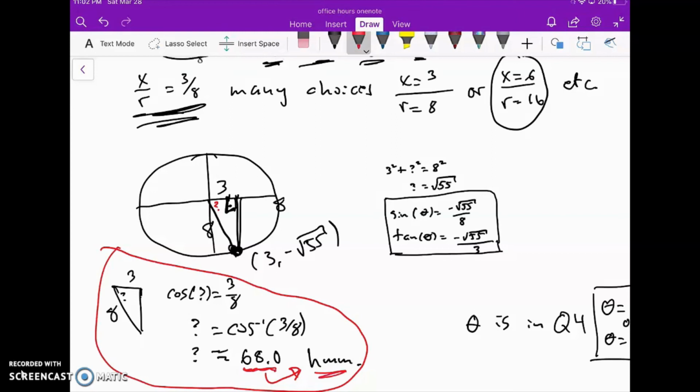That's not really the one we're after, though, right? We're after the angle. At this point is in quadrant 4, so we're after this big angle here, which would be 360 minus this little part, minus 68, and that would give us 292 for theta. And that'll do it for today.